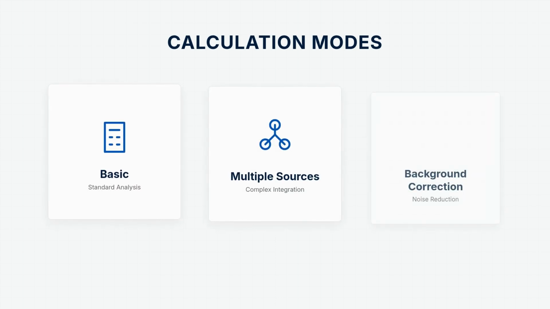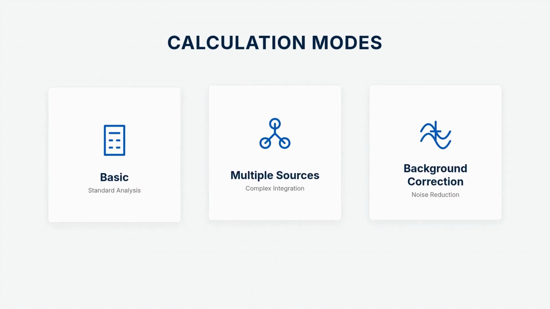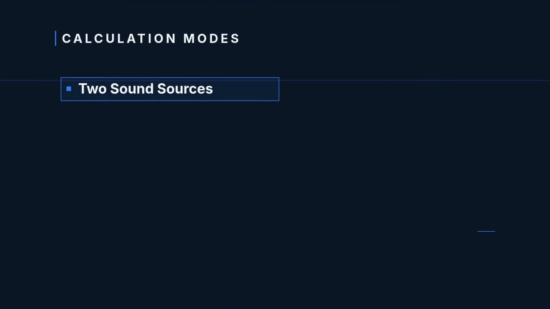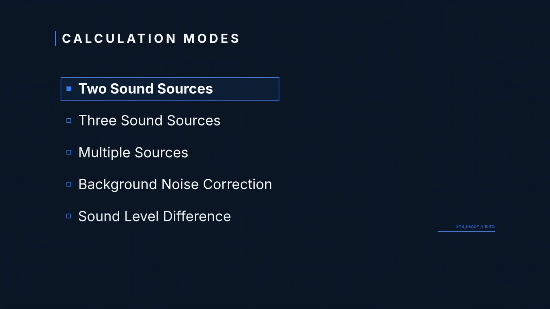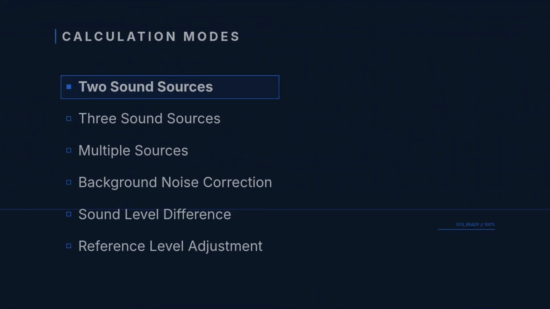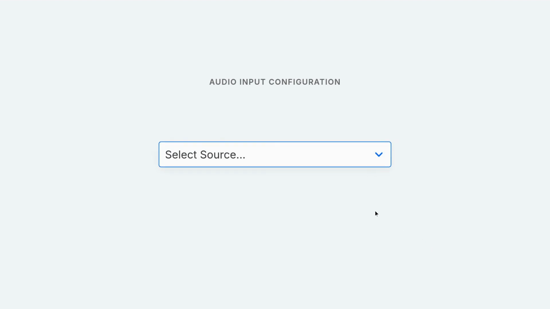First, select your calculation mode from the drop-down menu. You can choose 2 sound sources basic, 3 sound sources, multiple sources for 4 to 10 sources, background noise correction, sound level difference, or reference level adjustment. For this demonstration, I'm using 2 sound sources.